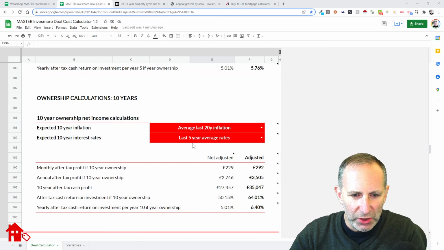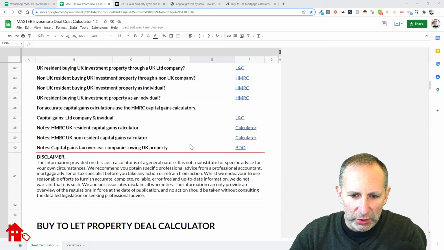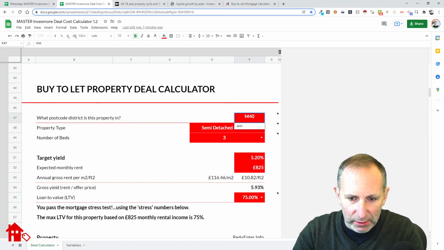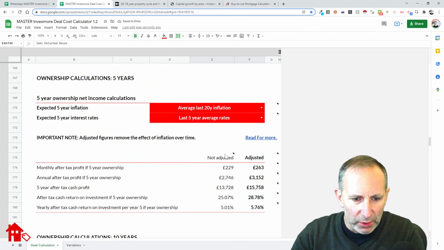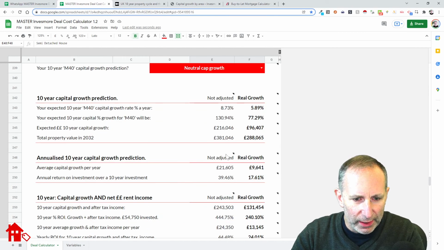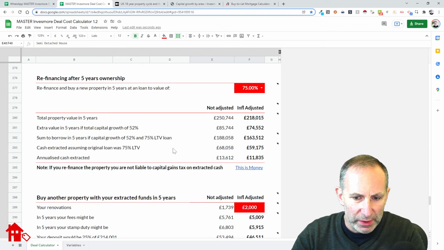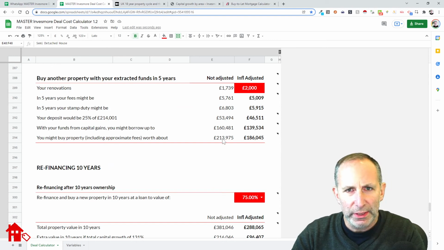So let's just assume, for the sake of discussion, that we made a good decision and we bought somewhere like, as I say, M40, which is a decent postcode. It's not absolutely exceptional, but it's doing all right. So let's go back down and look at what would happen if we refinanced this property in 5 years' time. And the answer is that you could, in theory, buy a property worth up to £213,000.